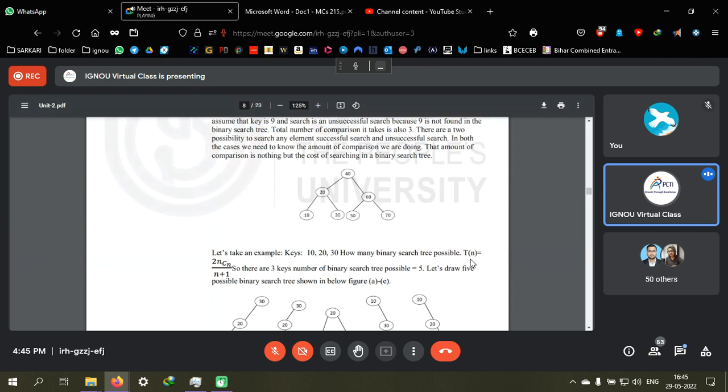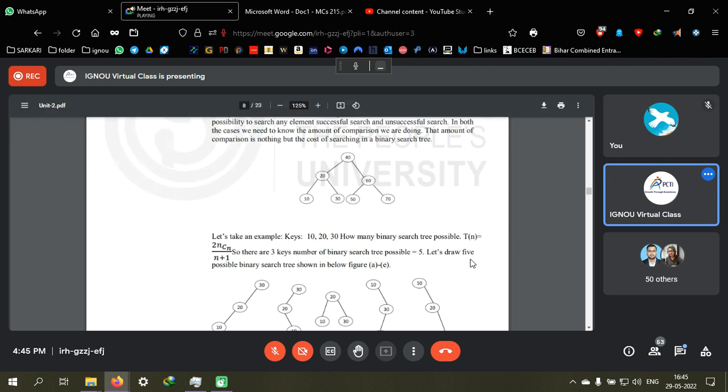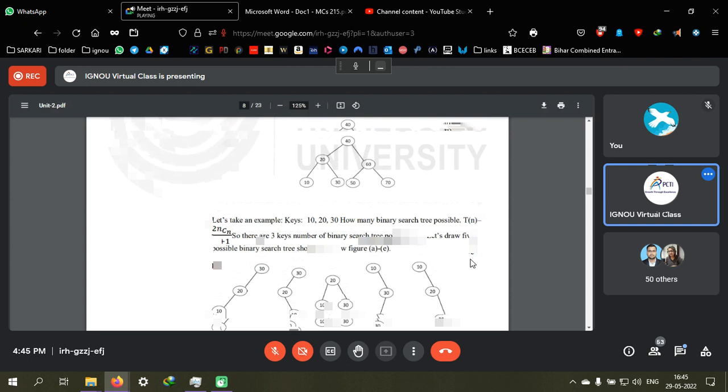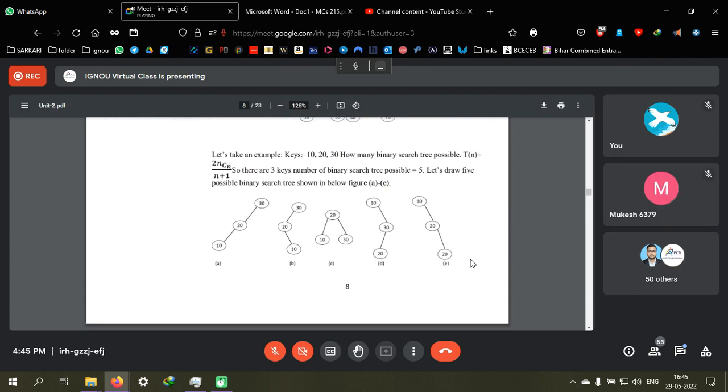10 is less than 20, so it will be placed on the left hand side. 30 is smaller than 40, so it will be placed on the left side. 30 is greater than 20, so it will be placed on the right side. Okay, got it. So here the keys are 10, 20 and 30.